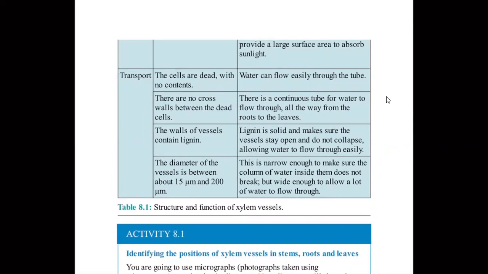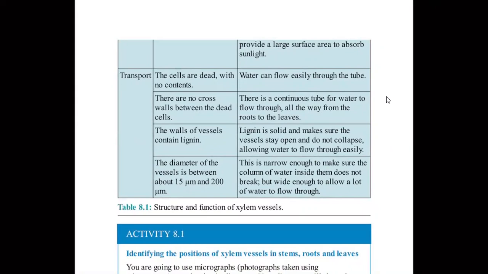The second point is that there are no cross walls between the dead cells. There is a continuous tube for water to flow through all the way from the roots to the leaves. This means that the cells in the tube are linked or right beside each other. So it's basically like the previous point. There is no blockage in a way. The water can just flow through easily, continuously, all the way to the leaves from the roots.